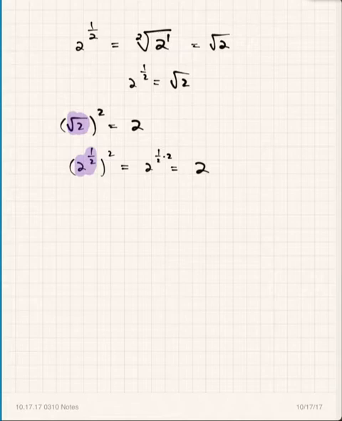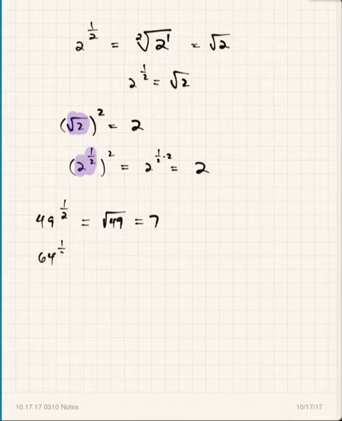So what would that mean for us if you have 49 to the 1/2 power? 49 to the 1/2 power really means the square root of 49. You can write it as a radical, but that would be 7. So 49 to the 1/2 power is equal to 7.